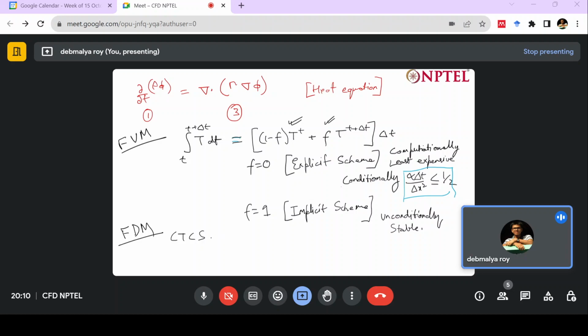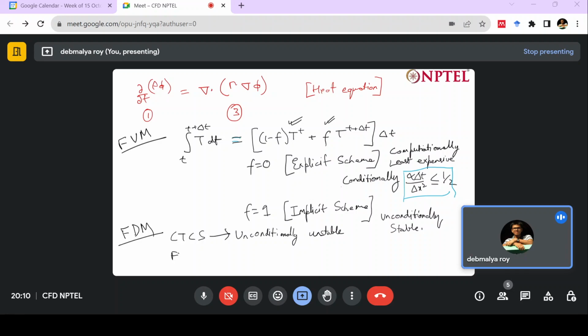But here there is a problem. CTCS is unconditionally unstable. So this is not stable at all. So CTCS we cannot use.